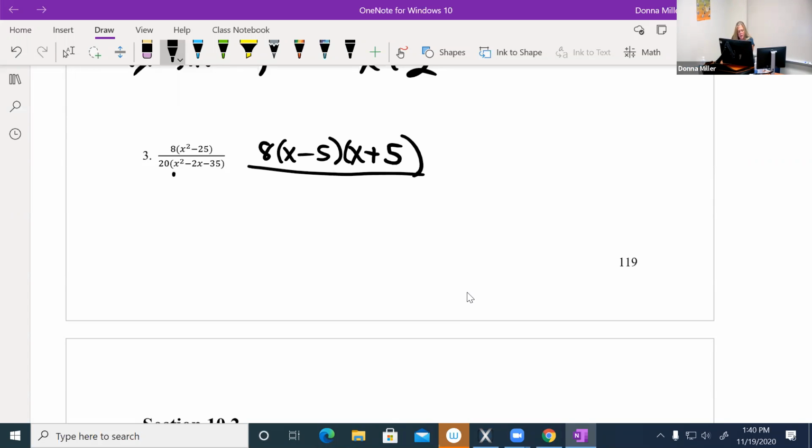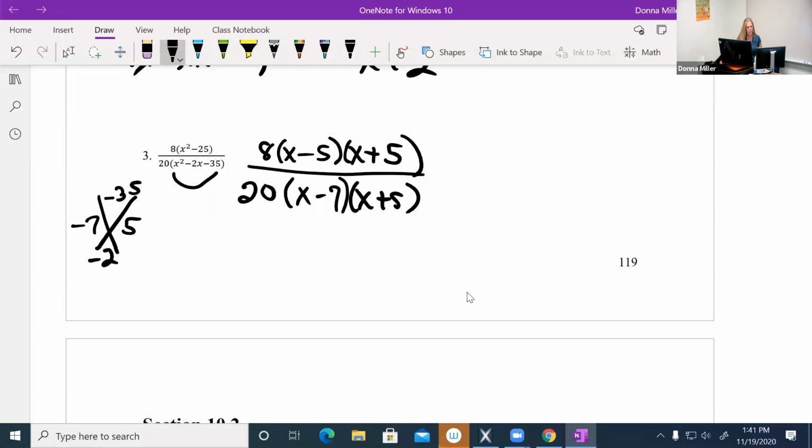And then down here, I need factors of -35 that add to -2. So what would those be? -7 and 5. Good, -7 and +5. So this is going to factor x minus 7, x plus 5. And I know I'm in good shape because someone's going to cancel.